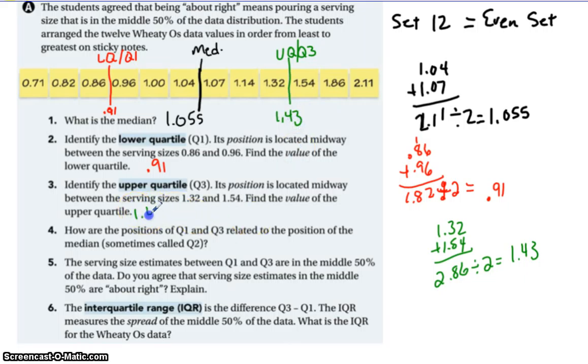So 1.43. Now, we have effectively cut our information into quarters or quartiles because there are 1, 2, 3, 4 different groups of information. Okay, so we've cut them into quartiles now. We have a lower quartile, an upper quartile, and a median. All right, so moving right along.